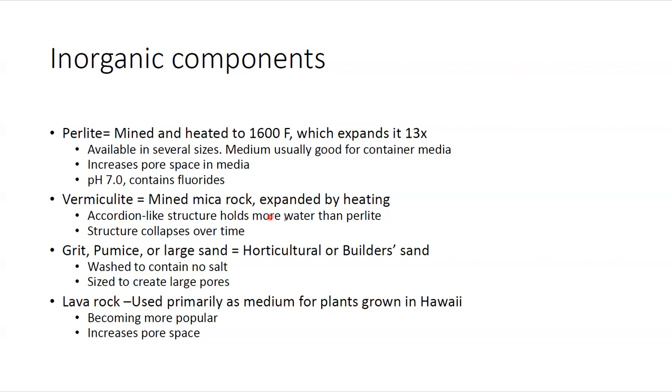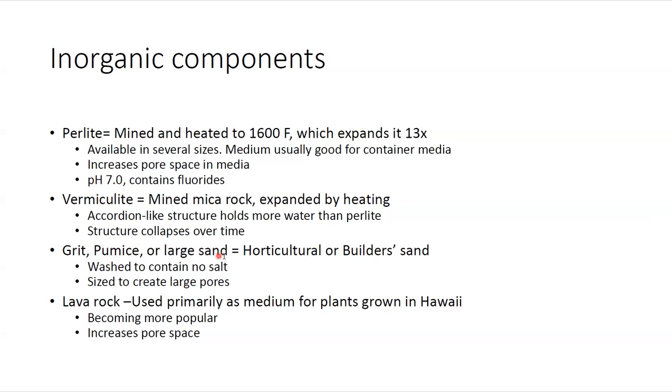It holds more water than perlite. So perlite increases our pore space. Vermiculite increases pore space, but it also has the benefit of being able to hold water. The structure of it does collapse over time. Generally, though, if there's vermiculite involved, these plants are not going to be in that pot for too long.